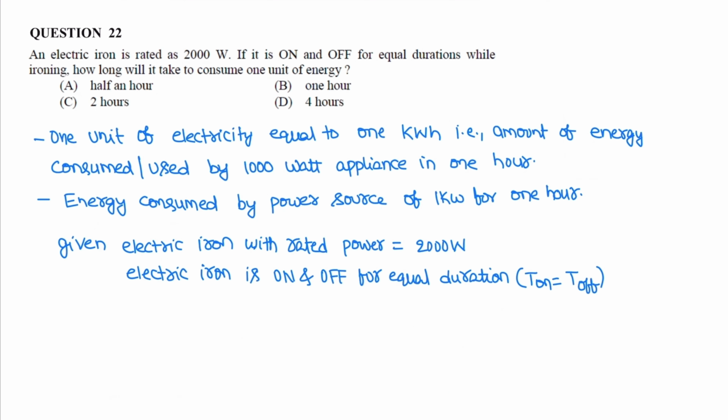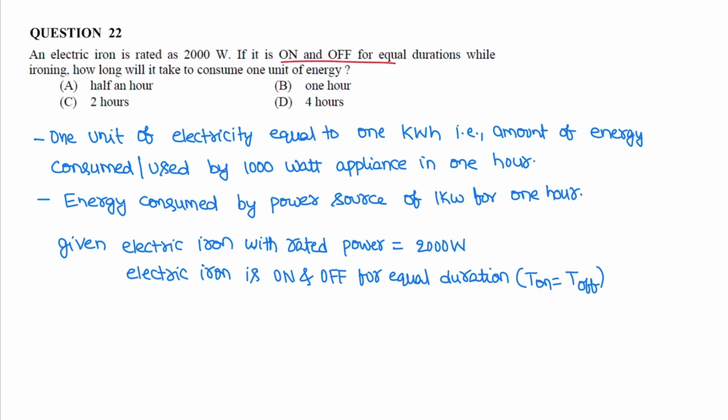Next question. An electric iron is rated at 2000 watt. It is on and off for equal durations. So that means iron is on for 5 minutes and off for 5 minutes. While ironing, how long will it take to consume 1 unit of energy?